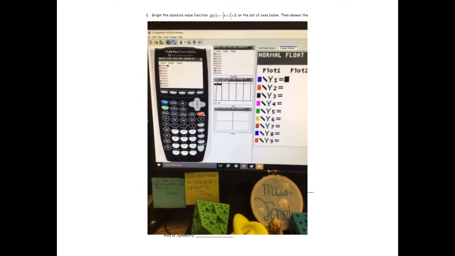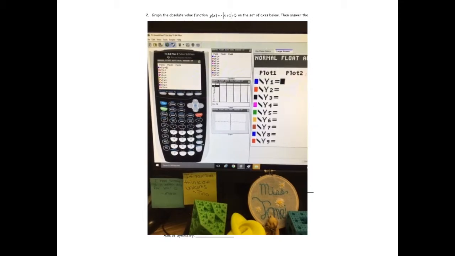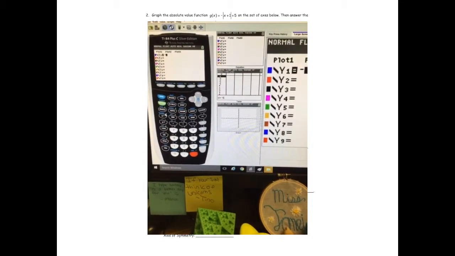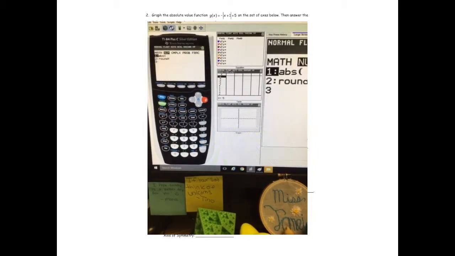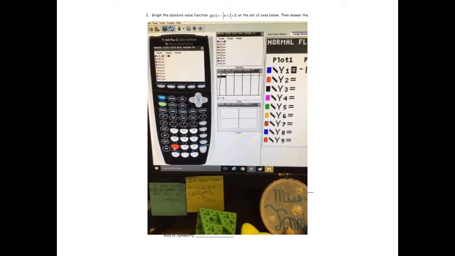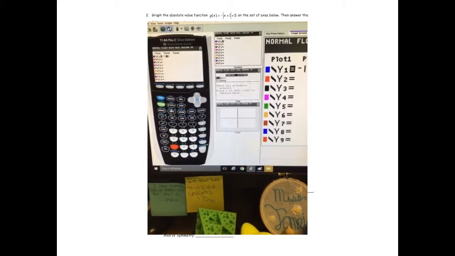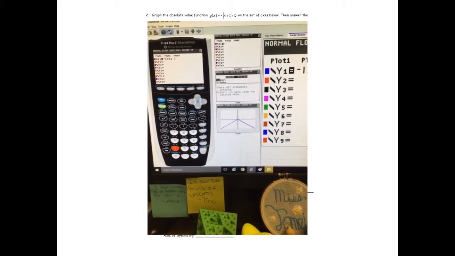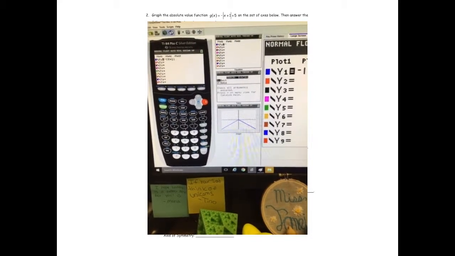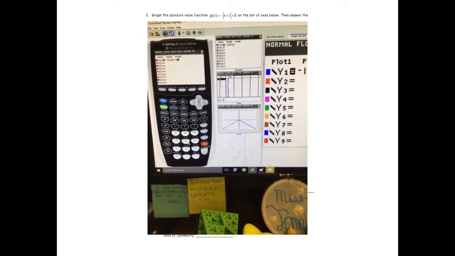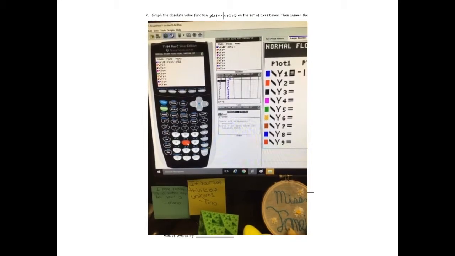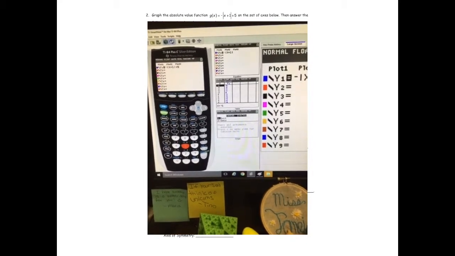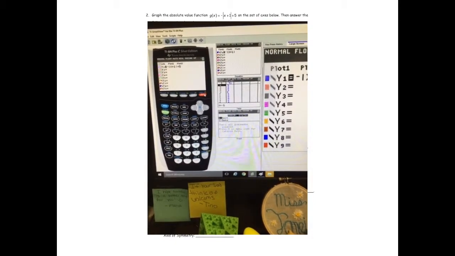Okay, so what we need to do is put a negative sign on the outside of the absolute value. We need an absolute value, so that's math, num, option 1. We want x plus 1 on the inside, and on the outside, we want a positive 5. That's what we're going to graph. So let's take a look at the graph and see what it looks like.